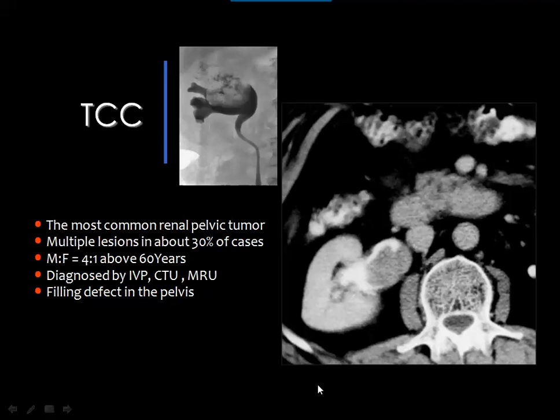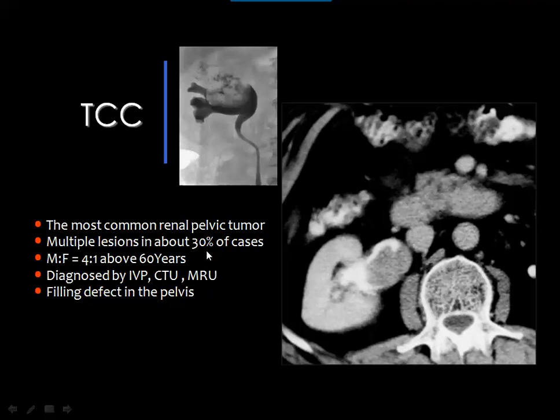Then we came to the urothelial tumors, or the transitional cell carcinoma, which arise inside the renal pelvis, the ureter, or the urinary bladder. And this is the most common renal pelvic tumor. Multiple lesions are common, occurring in about 30% of the cases.